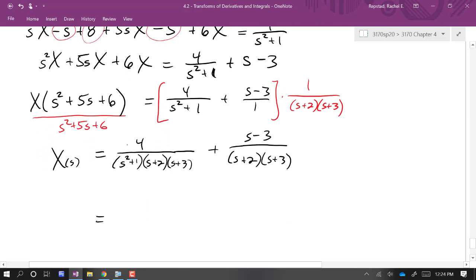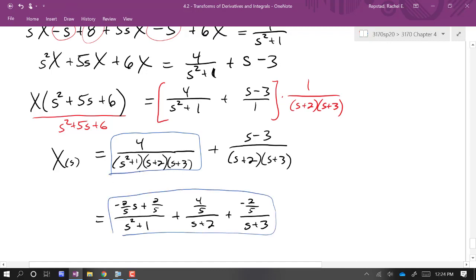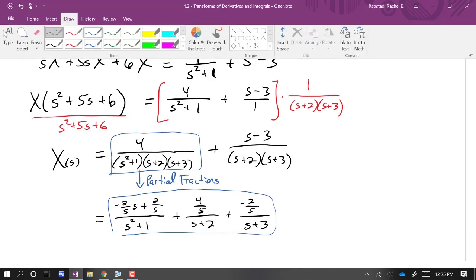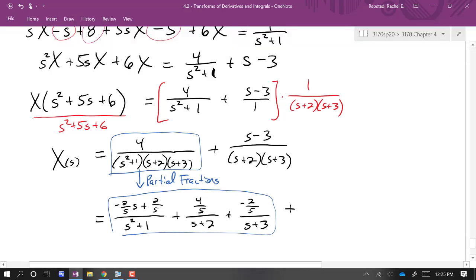So finding the partial fraction decomposition for this first fraction gives us negative 2/5 s plus 2/5 over s squared plus 1 plus 4/5 over s plus 2 plus negative 2/5 over s plus 3. So that is this part here. And then the second fraction, this is plus, let's see, negative 5 over s plus 2 plus 6 over s plus 3.